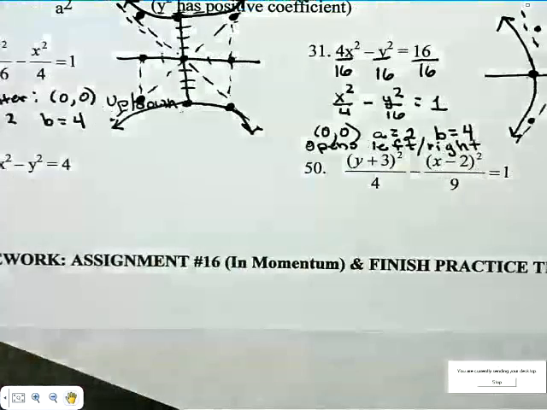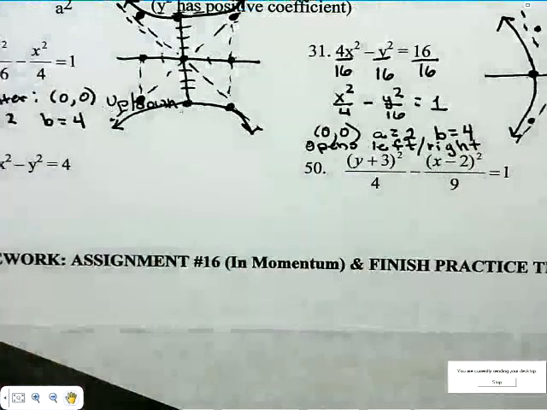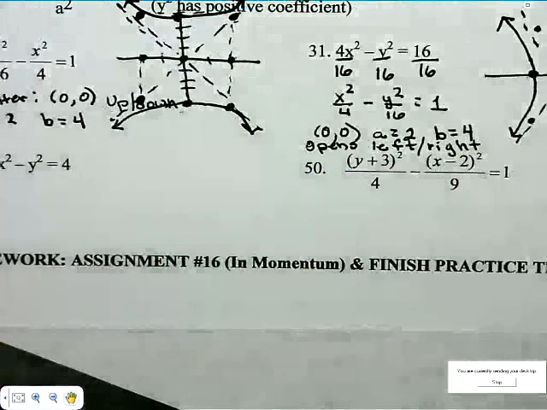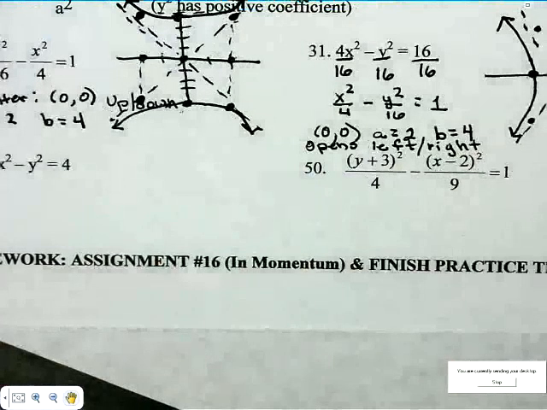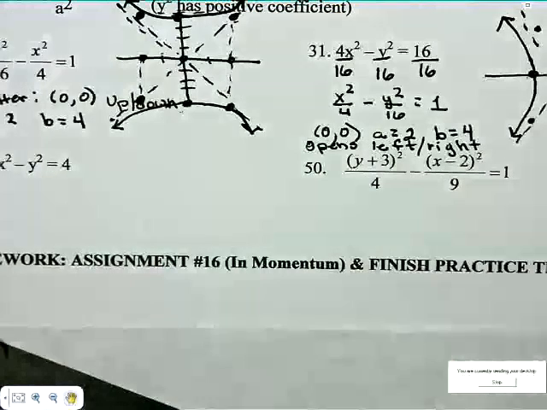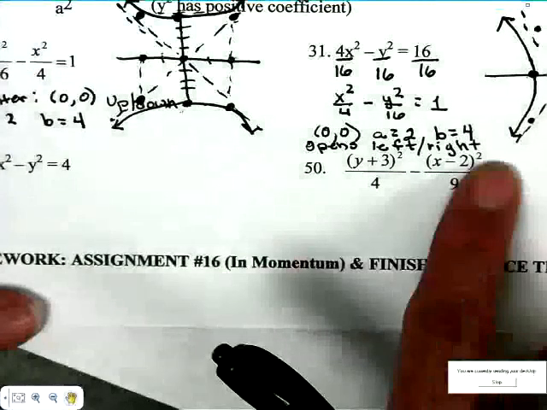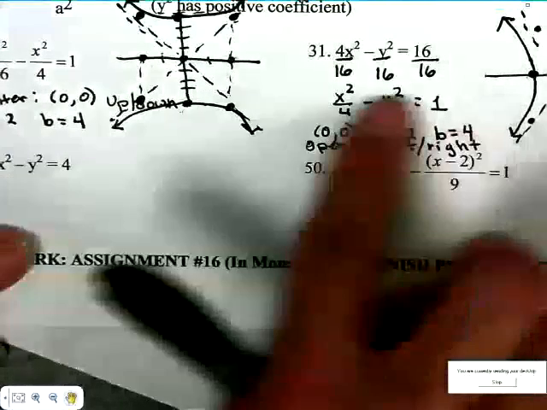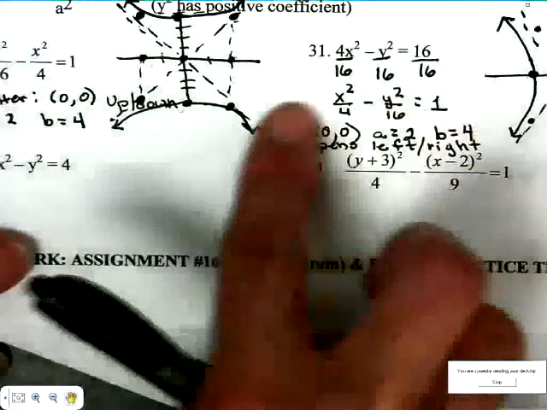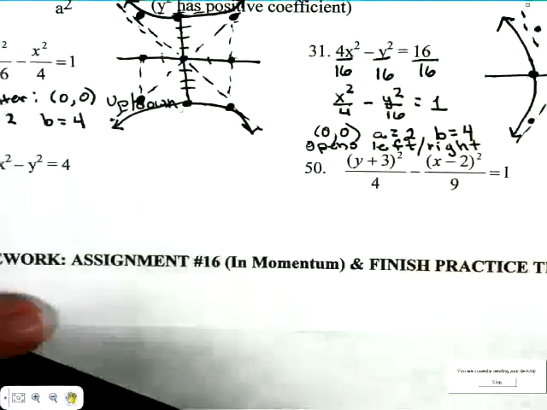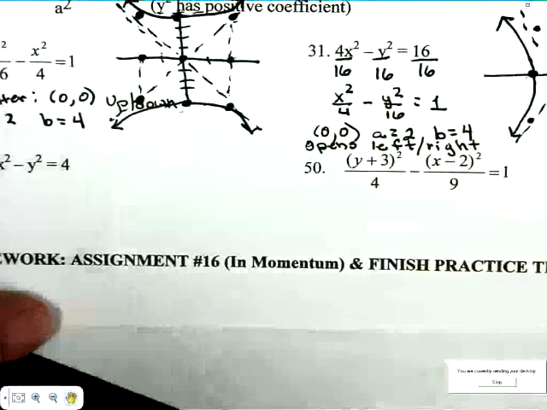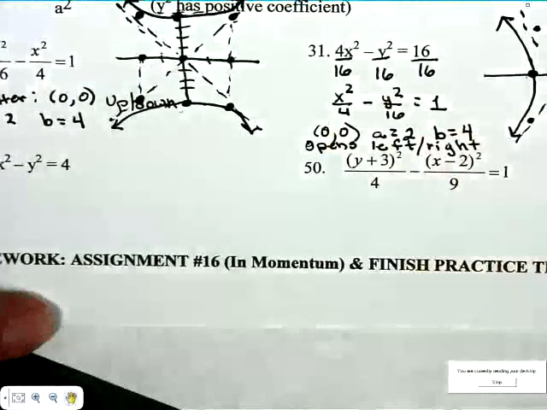You're not going to have any hyperbolas in general form where you have to complete the square to get the center, the A and the B. All the hyperbolas in the homework either already have a 1 on the right-hand side, or it just takes one step to get the 1 on the right-hand side, but you don't have to complete the square. So number 50, be careful about order.